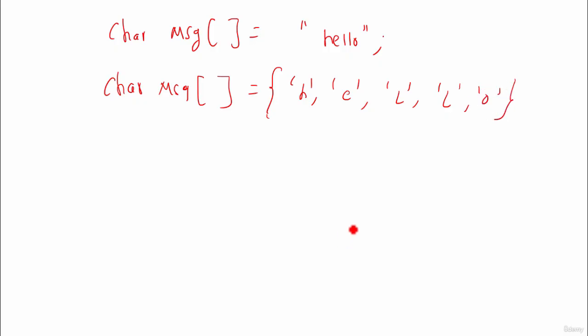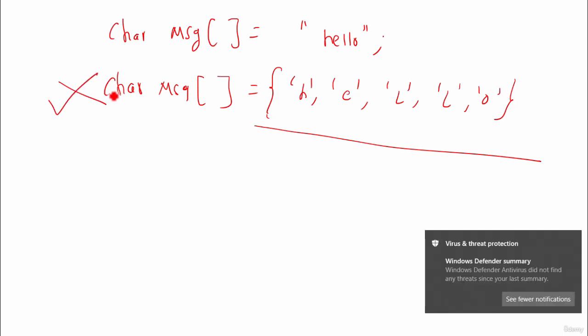If you do this, then this is not a string, okay? Remember that. Why? Because here you are just storing some character data into a character array, right? This is not terminated with a null character. That's why this cannot be considered a string definition, remember. This is not a string definition.